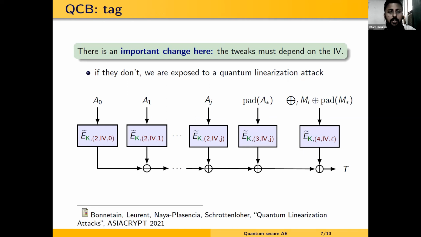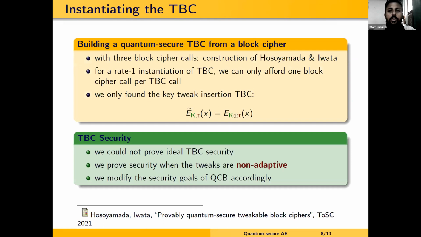And so this is what is broadly called QCB. For the tweakable block cipher, we want something that is secure against the quantum adversary. And if we assume a perfect quantum security on the TBC, then we can show that this is also a very secure authenticated encryption mode. But then we explore further.